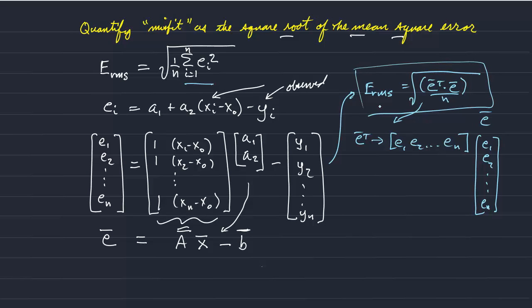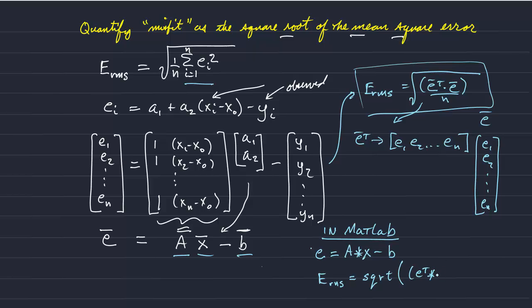And so what we can do is we build A and X and B. For example, in MATLAB, once we build those vectors, we would say vector E is equal to A, a matrix multiplication of X, minus B, and E_RMS is equal to the square root, and I'm just writing it how you would in MATLAB, of E transpose times, again, a matrix multiplication, times E. In MATLAB you don't write a T, it's a prime, E prime, and then you would divide by N, and then that's all in the square root.